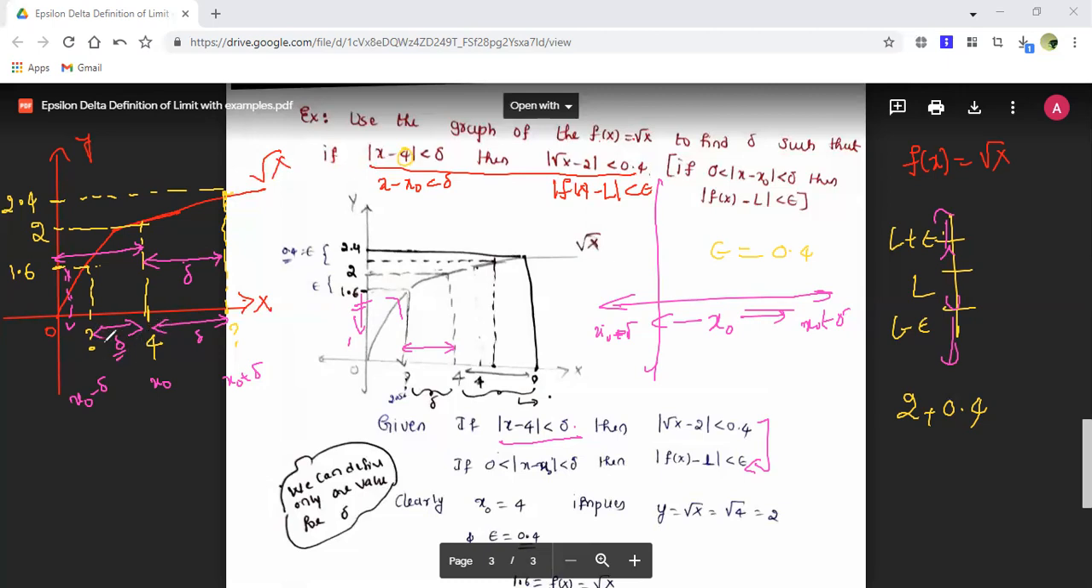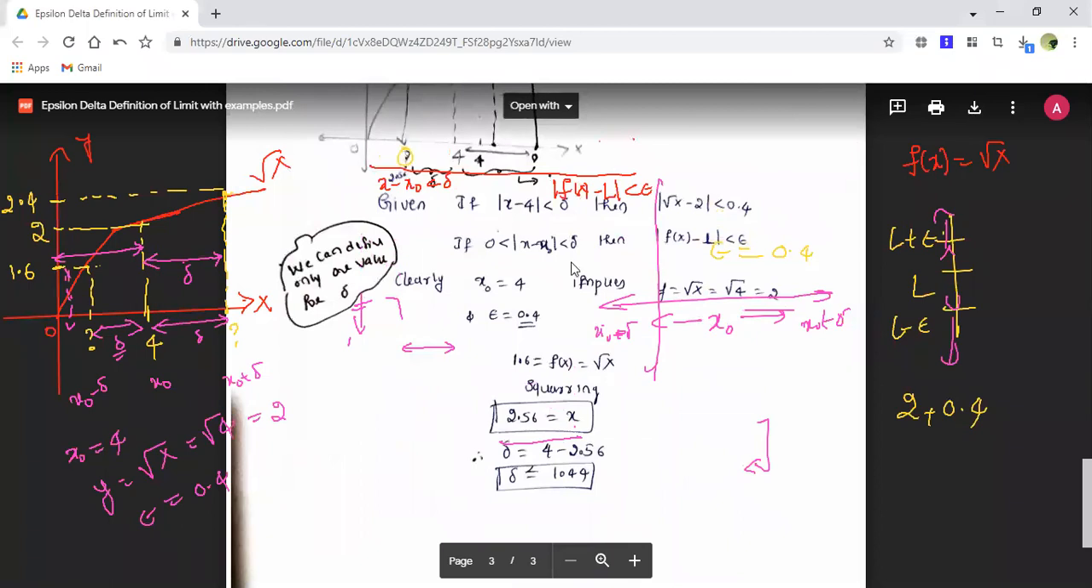So let's find out what this delta distance will be. So therefore clearly what is given, guys? Clearly your x naught is given as 4. Okay. So your x naught is given by 4 means what is your function? y will be equal to root x. So x naught is 4 means x is 4, that is root 4, which is equal to 2. So that's what this 2 you have got here. And similarly, your epsilon, what you have got as 0.4. This is also given here. I'm just writing whatever is given.